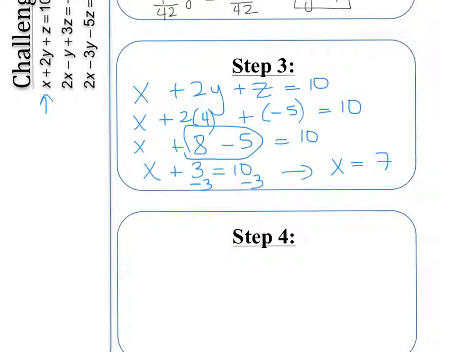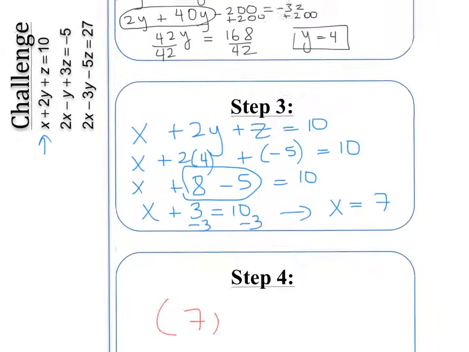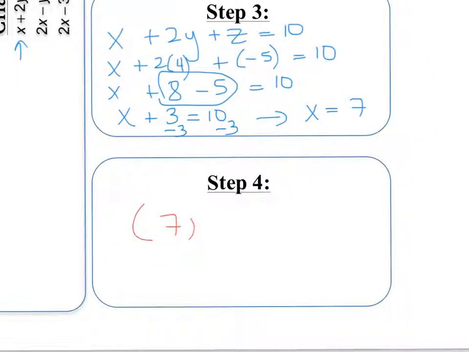So the solution in this case is 7, 4, and negative 5. Remember, plug it in all three original equations to check your solution.